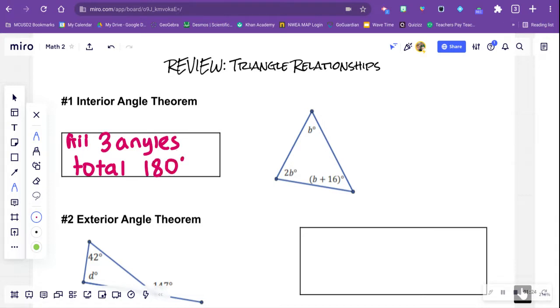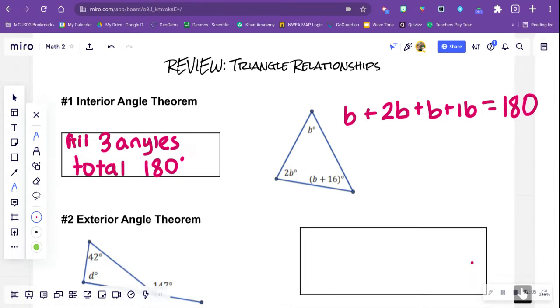All 3 inside angles. So if we look at the example to the right, we have 3 of the interior angles written in terms of the variable b. We don't know any of the 3 angles, but we can set up an equation that shows that if I add all 3 of those angles up, it has to equal 180. So my equation is going to look like b, the first angle, plus another angle, 2b, plus the last angle, b plus 16. And we know if we add those 3 angles together, it has to be equal to 180 degrees. So I've got an equation.